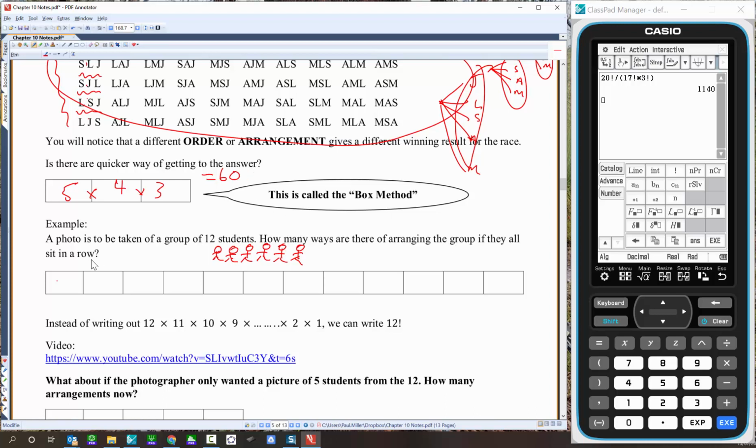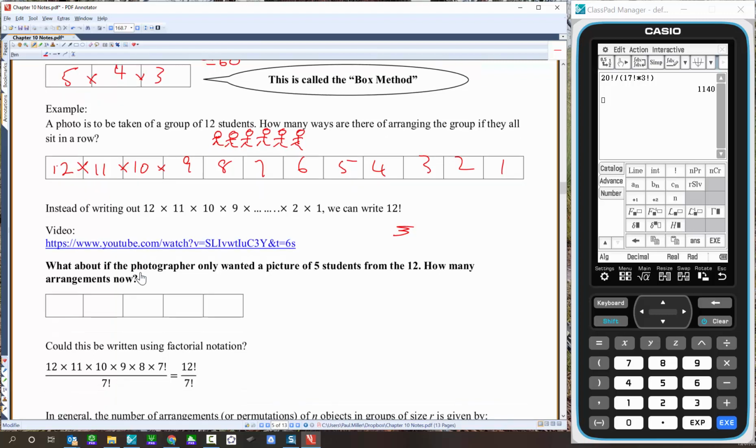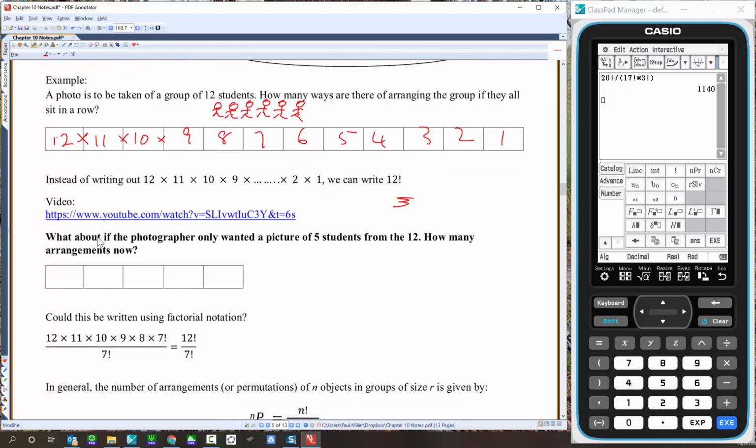How many different ways are there? Well, first of all, I've got 12 to choose from. Then I've got 11 to choose from. Then 10, then 9, 8, 7, 6, 5, 4, 3, 2, 1. Or we can note that that is actually just 12 factorial. All right, and so there's another video there that I think you should go watch. I think that's the one where Stephen Fry talks about 52 factorial. Check that one out, that's a good video.